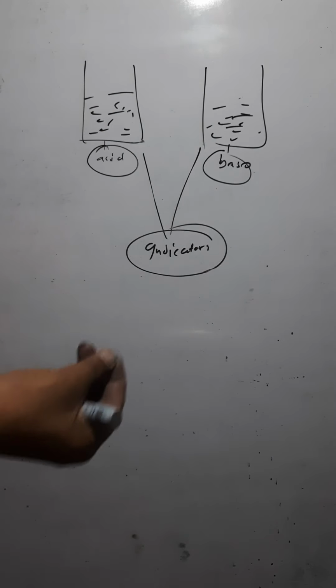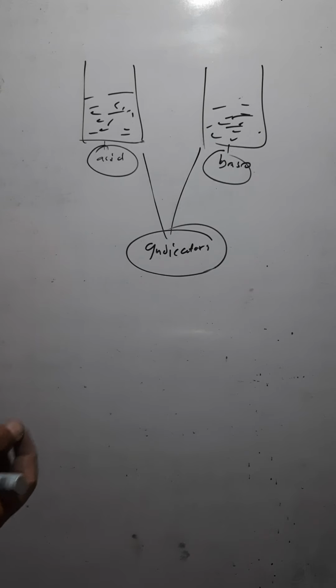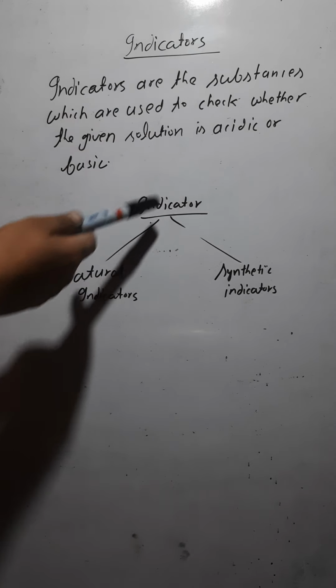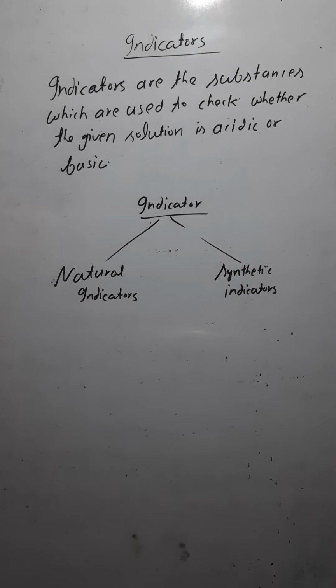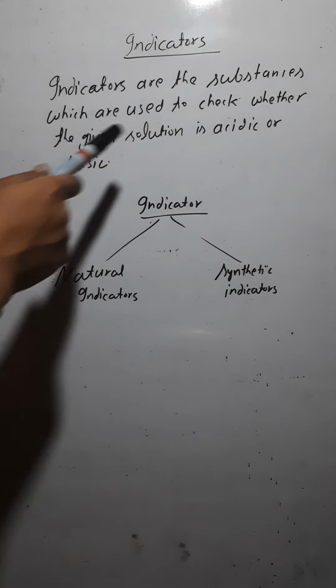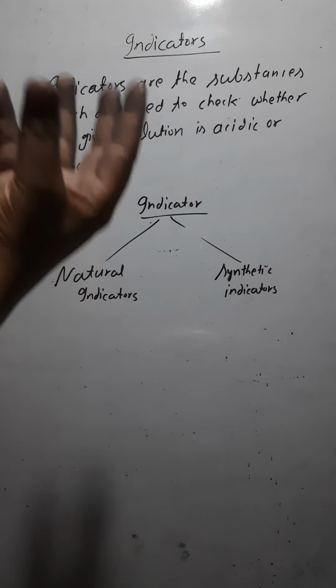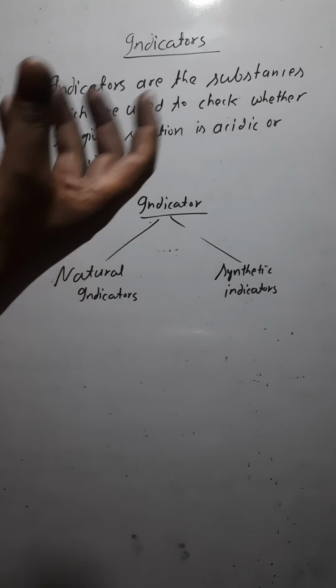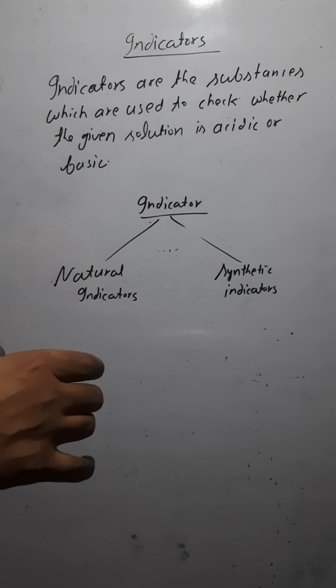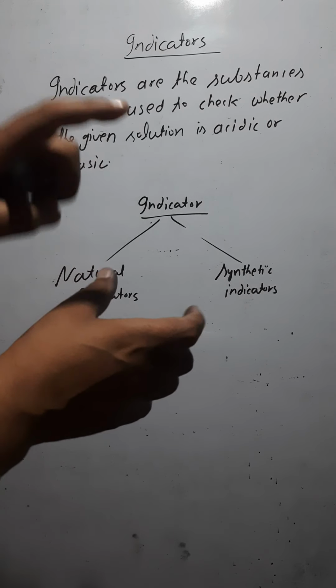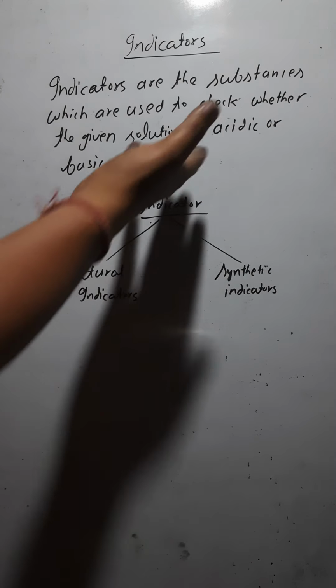We use an indicator for that purpose. Let me write about indicators now. This is the definition: indicators are the substances which are used to check whether the given solution is acidic or basic. Suppose you have been given a solution in a glass and you have to check whether it is acidic or basic. You would take an indicator, and with the help of that indicator you would check whether the given solution is acidic or basic.